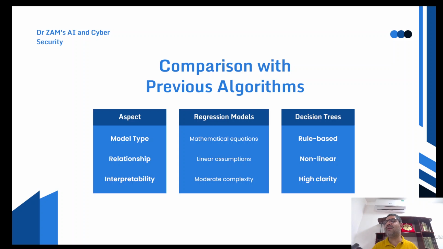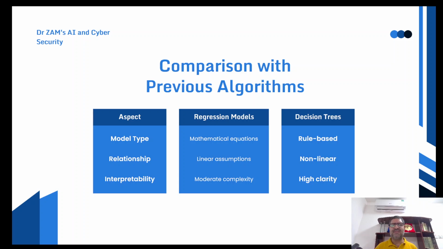And then if we have to compare it with the previous algorithms, you can just see the model type will be a mathematical equation in the case of regression models. Decision tree will be rule based. Relationship will be linear assumptions in regression, non-linear in decision trees. Interpretability is moderate in regression, but there's a high clarity as far as decision trees are concerned, and that we have witnessed ourselves as well.